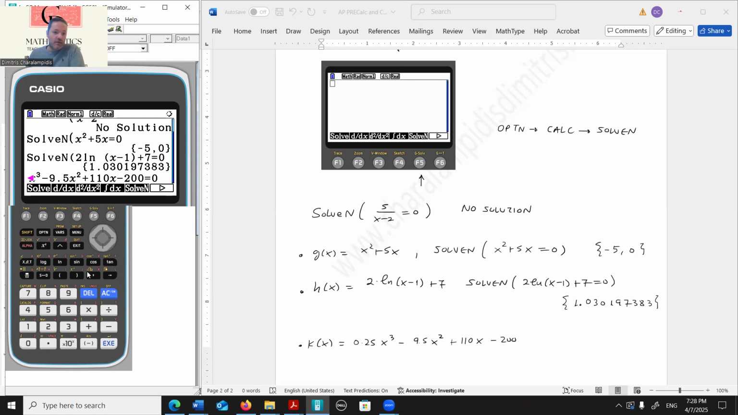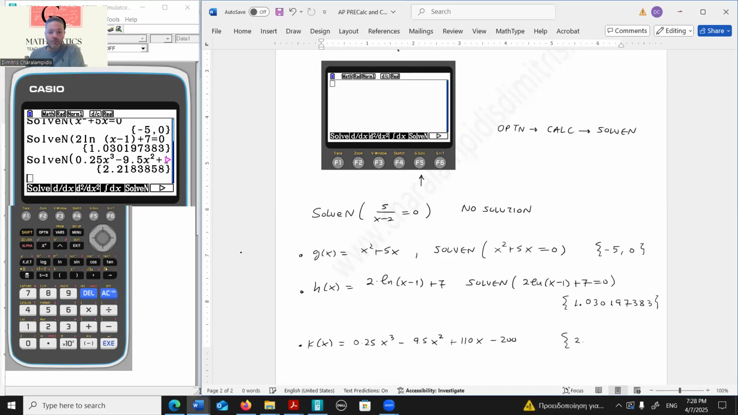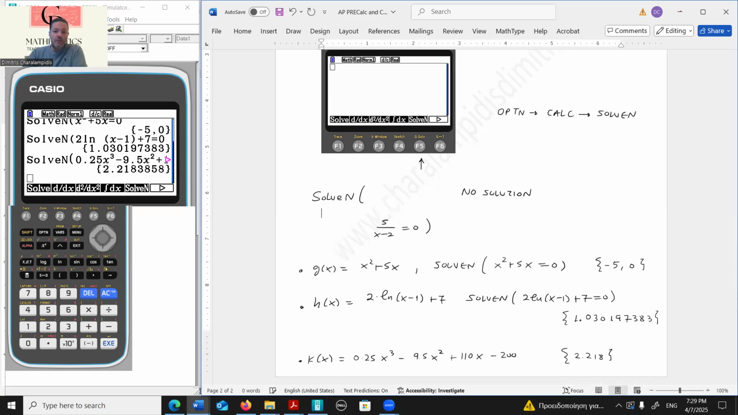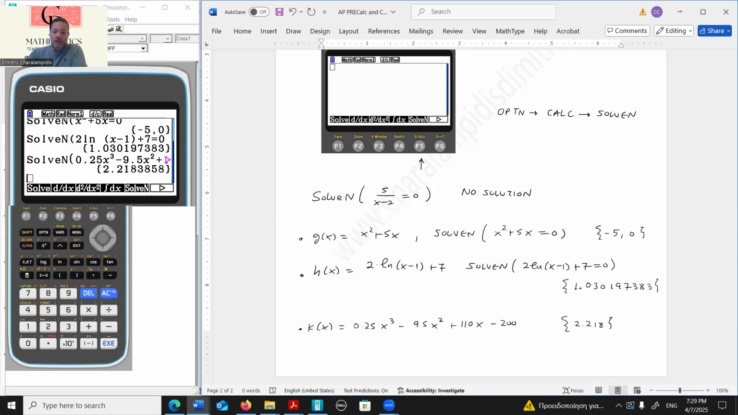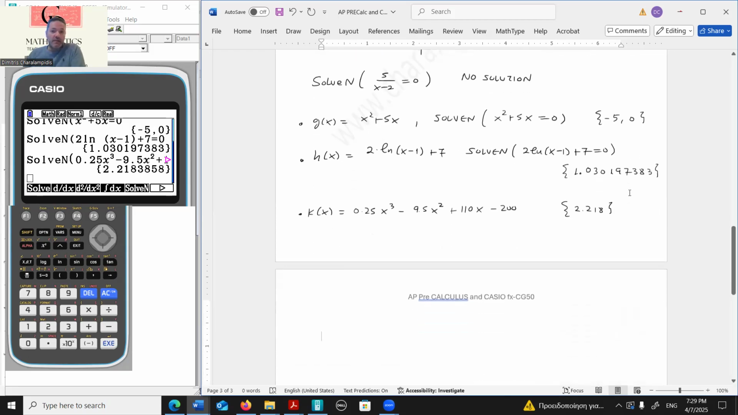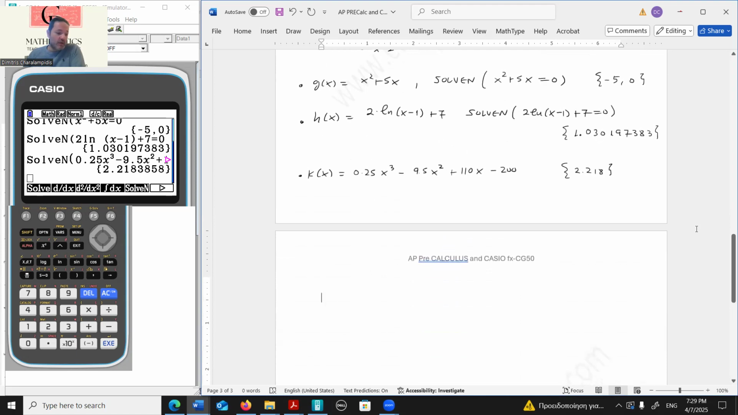Equals 0, x exit. So the solution to that is 2.218. Remember, the GDC can solve any possible equation. If the GDC cannot, or if there aren't any solutions, then it will state it, as it did in the beginning. It will state no solutions.